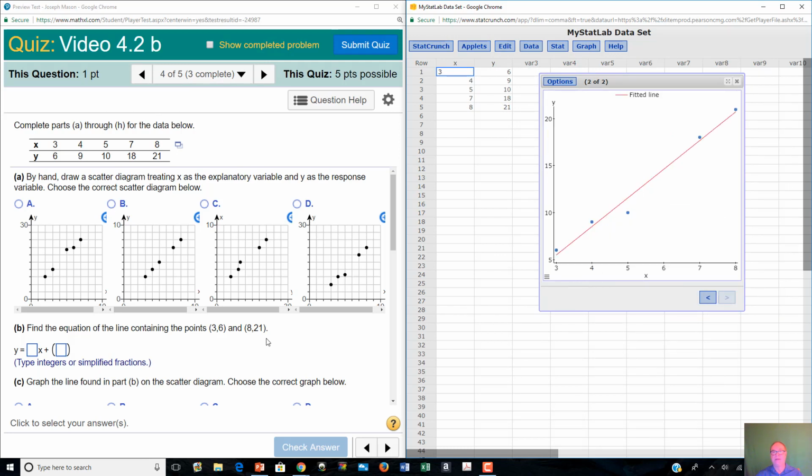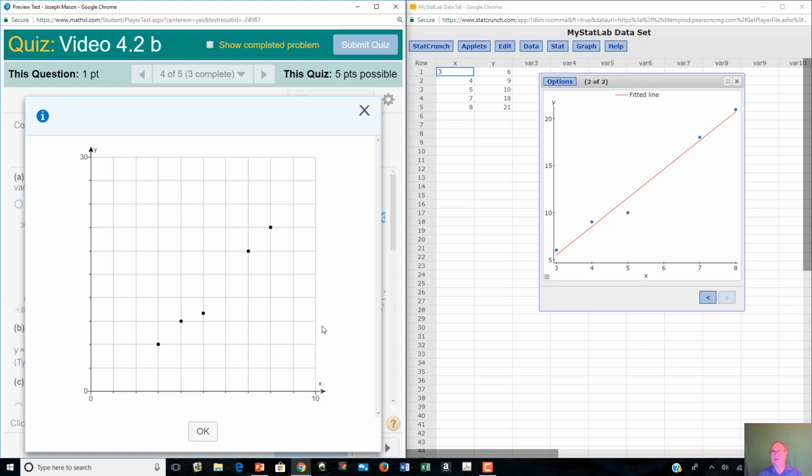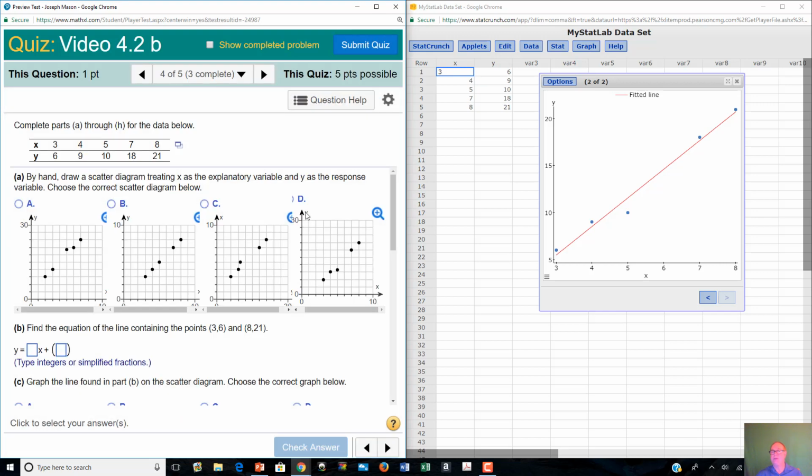Here's my scatter plot. So which one does this look like? Well, if I look at A, that doesn't look like it. B looks like it's in a straight line, but this is not in a straight line. C, these 2 points in here look a little bit out. D, let me expand D just to be on the safe side. And yeah, it's looking pretty much like D. Okay, so this is a visual. So D would be my answer.